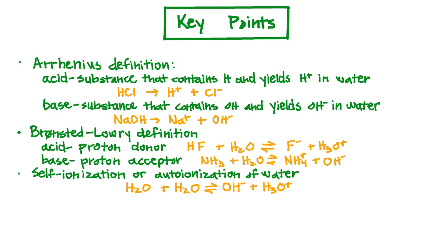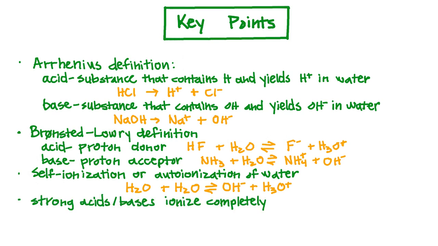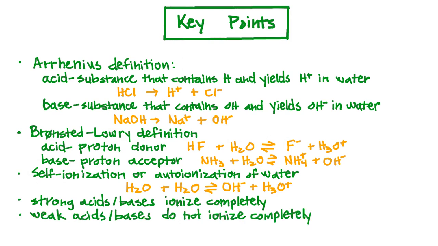Water can act as both an acid and a base, and it can react with itself in a process known as autoionization or self-ionization. An acid or base is a strong acid or base if it ionizes completely in solution. But if the acid or base doesn't completely ionize, it's a weak acid or base.